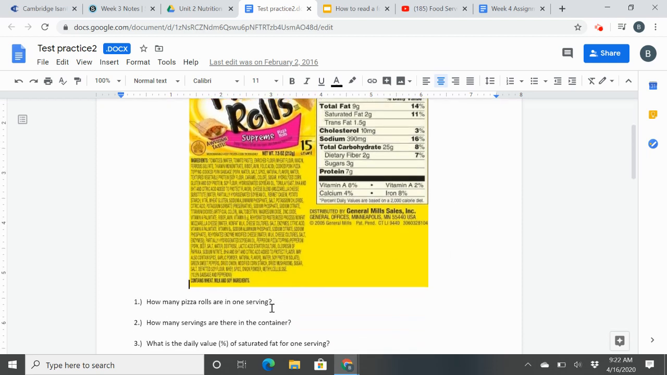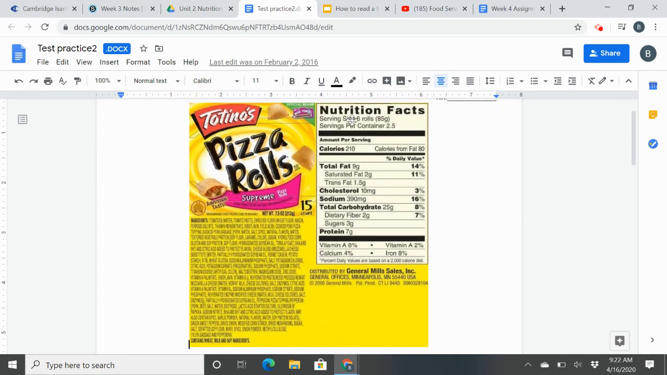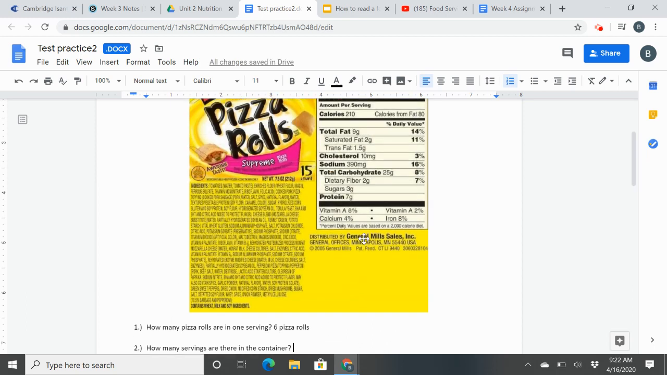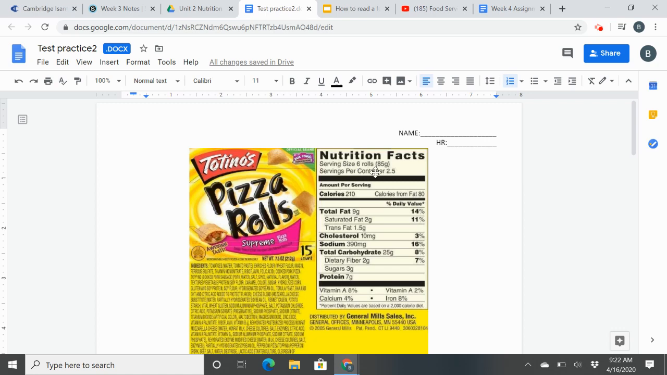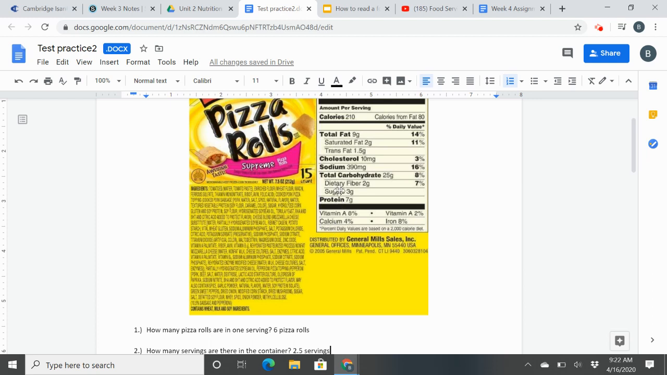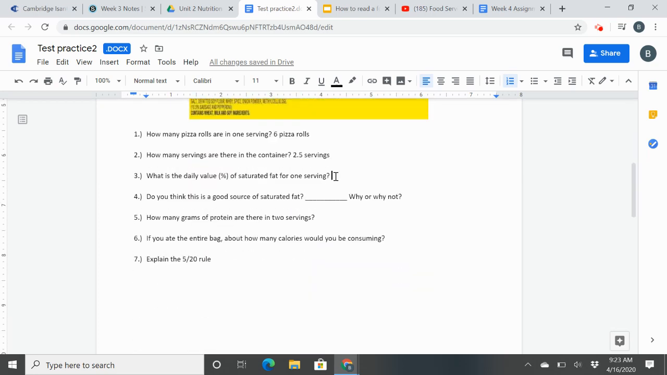So how many pizza rolls are in one serving? Serving size 6 rolls. So I'm going to write 6 pizza rolls here. How many servings are there in the container? I look up here where it says servings per container. It's 2.5. 2.5 servings. What is the daily value? So I know I'm looking for a percentage of saturated fat for one serving. Find saturated fat right here. Go all the way over. It's 11%.